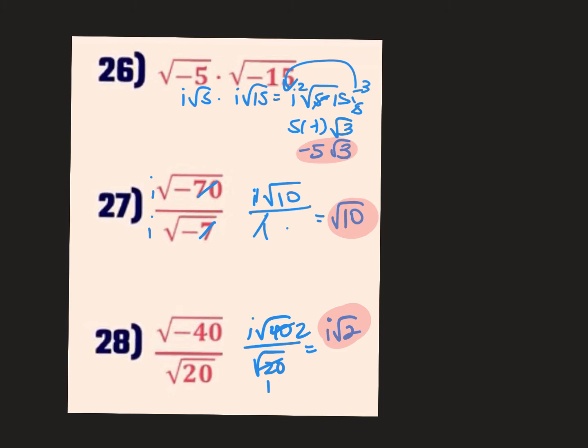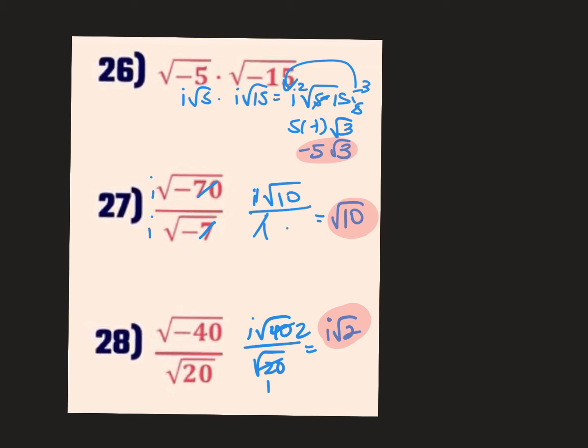For 26, 27, and 28, remember you want to take the i out first. So for 26, we take out i, and I get i root 5 times i root 15, which is i squared times. Now, I know I'm going to break down that 15 anyway, so I keep them separate as 5 times 15. That breaks down to 3 and 5. The 5 repeats, so I bring that to the outside. i squared becomes negative 1. So it's negative 5 root 3.